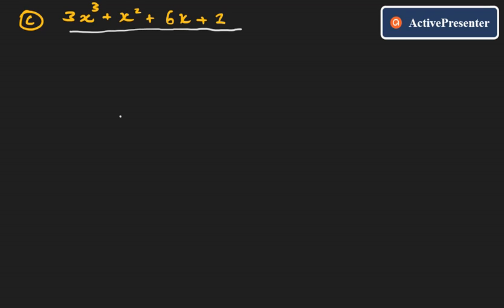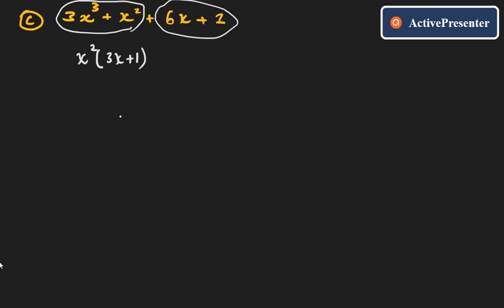Let's now take another example. Let's take this example, 3x cubed plus x squared plus 6x plus 2. So what to do right now? If you look at this and you look at this, if you factor it, you will have, for example, x squared outside, then you will have 3x plus 1. And this, if you take 2 outside, you will have 3x plus 1. Then therefore our grouping should be like this.